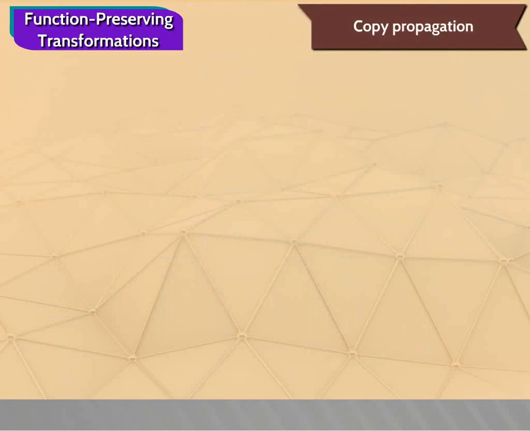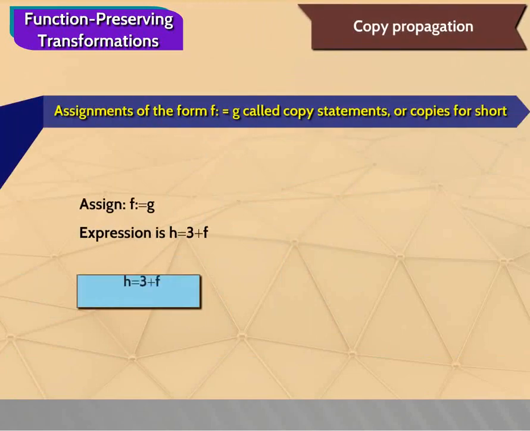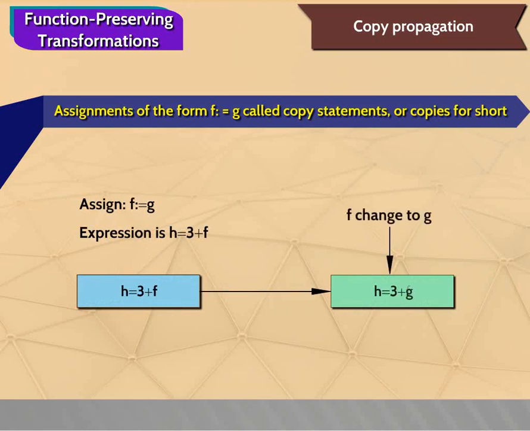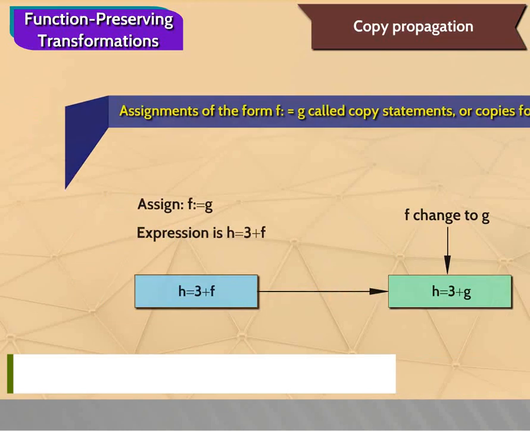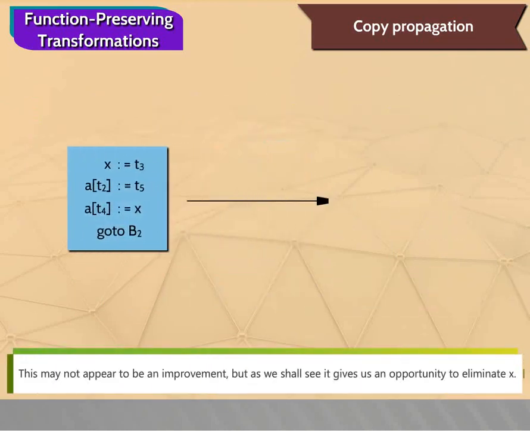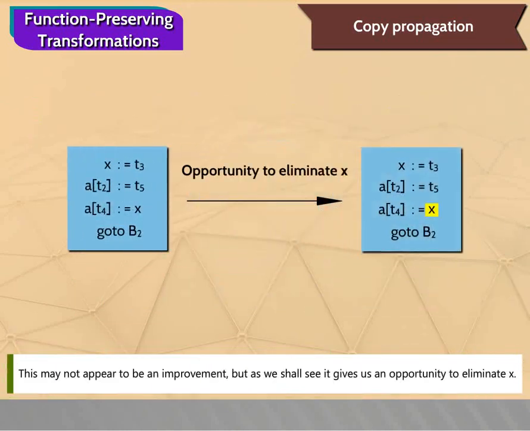Copy propagation. Assignments of the form f = g are called copy statements, or copies for short. The idea behind the copy propagation transformation is to use g for f whenever possible after the copy statement f = g. Copy propagation means use of one variable instead of another. This may not appear to be an improvement, but as we shall see, it gives us an opportunity to eliminate x.